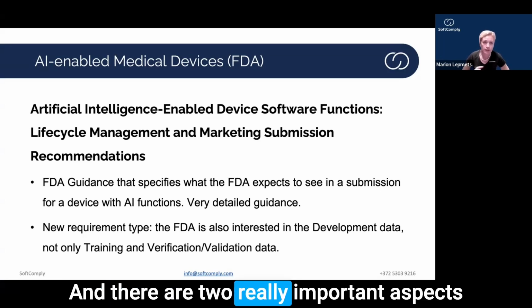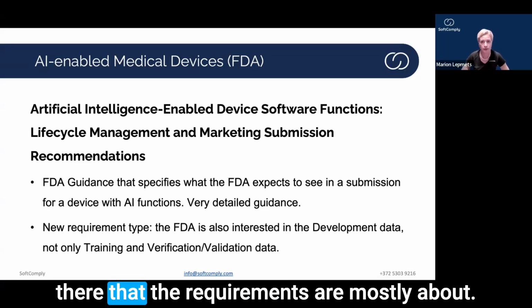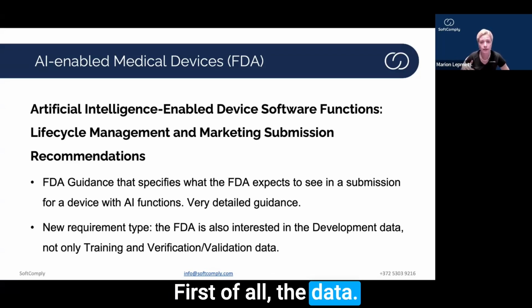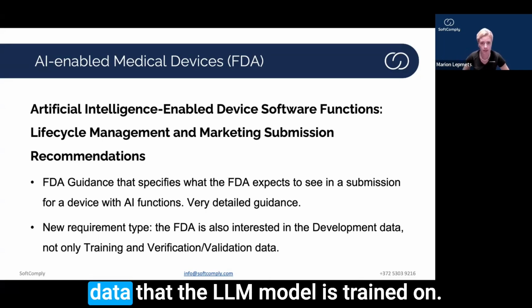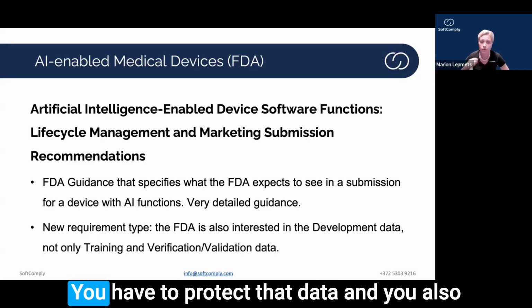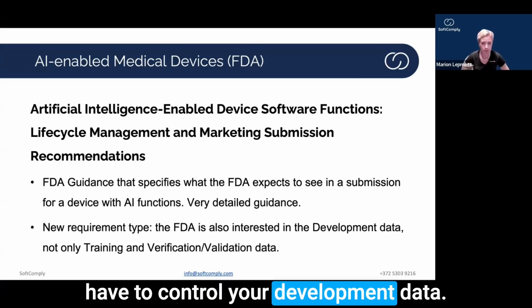And there are two really important aspects there that the requirements are mostly about. First of all, the data. It's paramount to have clean, unbiased, representative data that the model is trained on. You have to protect that data, and you also have to control your development data.